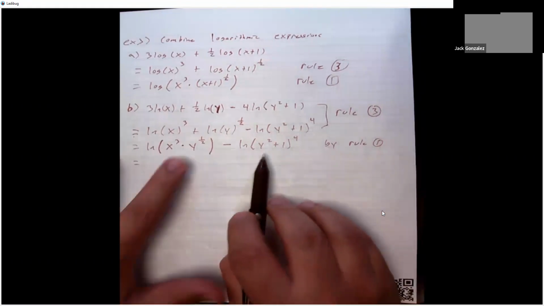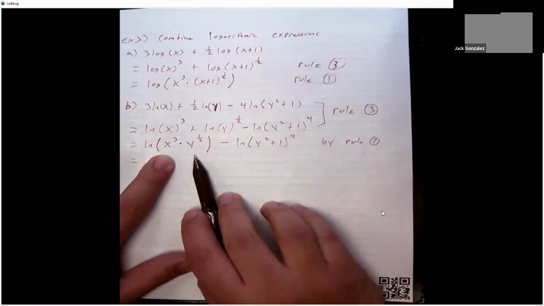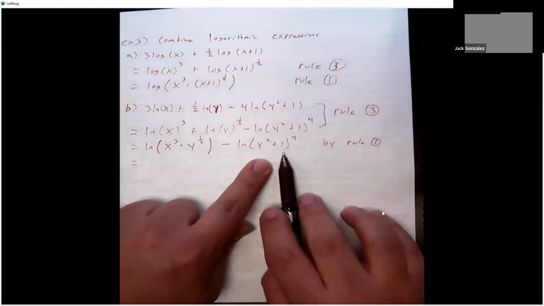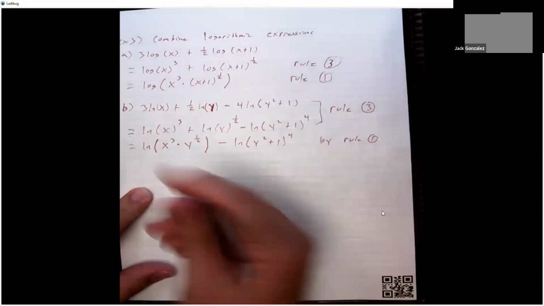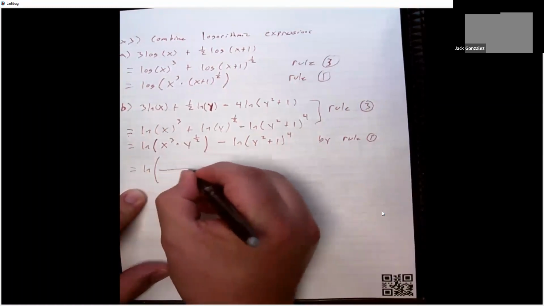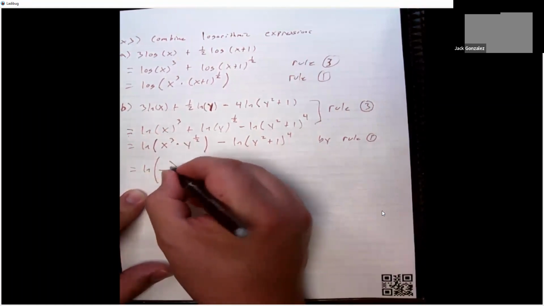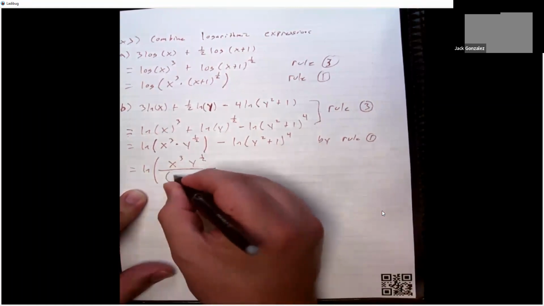So that was by rule 1. We combine the sum into a product. Now we have two terms with a minus. So this goes on top of the fraction. This goes on the bottom. This is the numerator and denominator. We're going to have ln of a bunch of stuff, this top part over this bottom part.